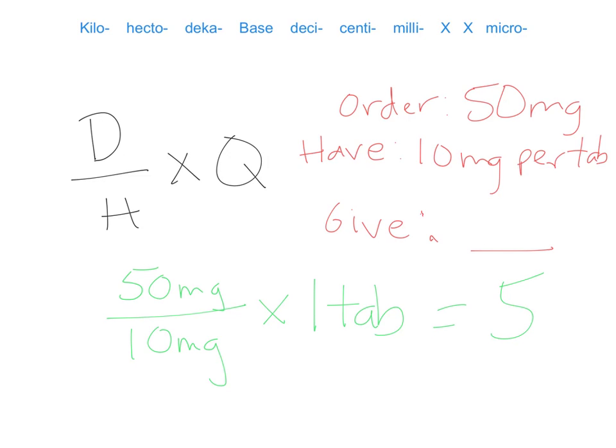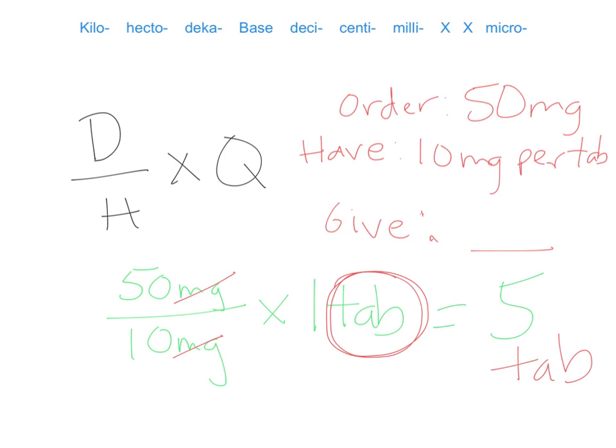Don't forget, the one thing that we need to remember in our D over H times Q formula is that D and H must be the same unit, because I want the unit milligrams to cancel out. I want them to be the same so that they do that, and the numbers don't cancel out because they're not the same, so I'm still going to take 50 divided by 10 and then times 1. So the only unit left over in this problem is the unit of my quantity, which is why my answer is also the same unit. If that particular medicine comes in tablets, I need to tell that patient how many tablets to take. And that's what I want. So D and H must be the same.